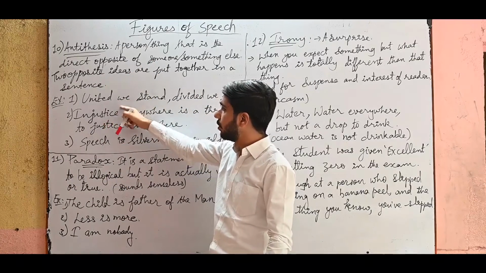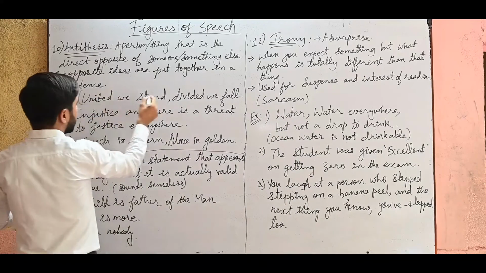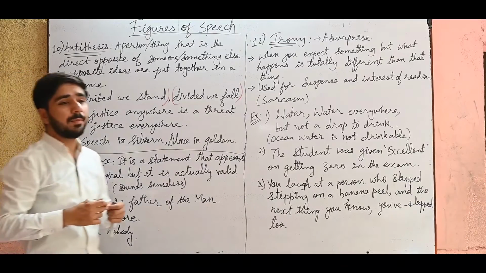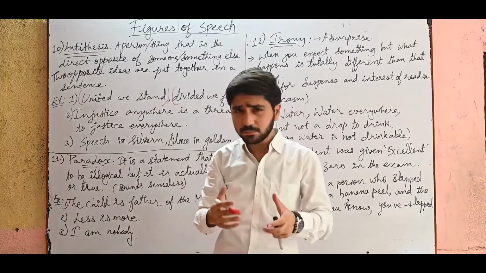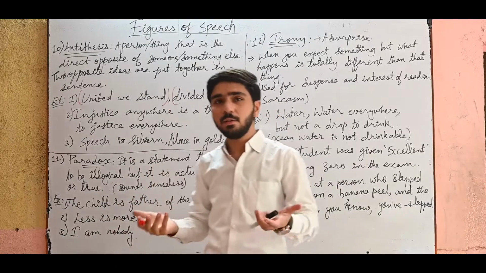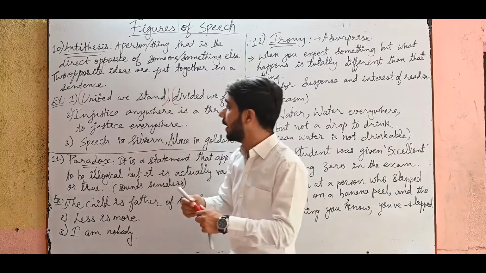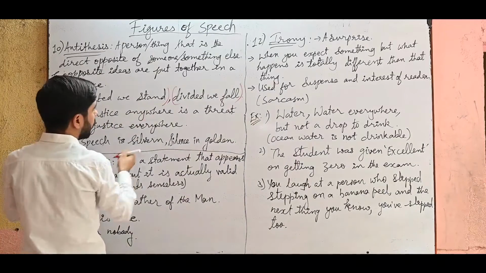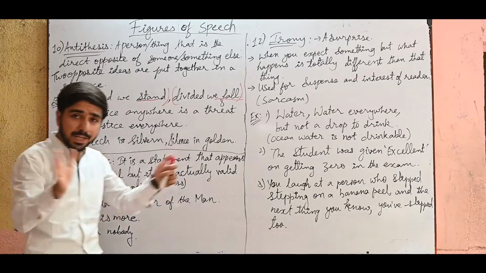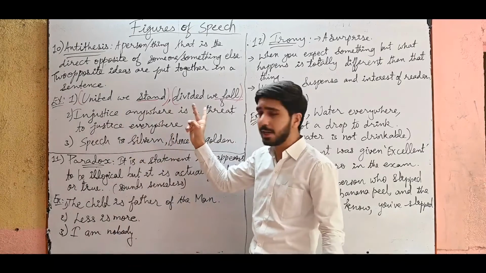See, the first one: united we stand, divided we fall. You might have heard this already in social studies. United we stand, divided we fall means if we work together, we will become successful, but if we fight with each other, we will fall down, we will fail. Here, as you can see, opposite words are used, stand and fall. But not only opposite words, two opposite ideas are used. Standing is united, falling is divided.